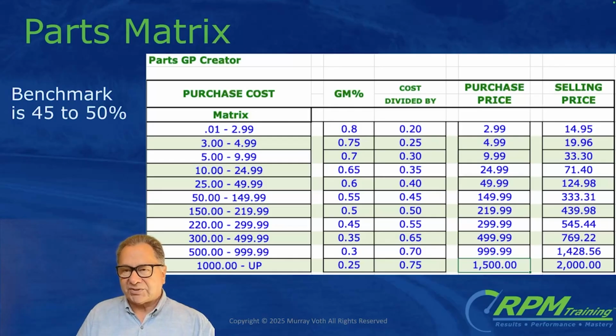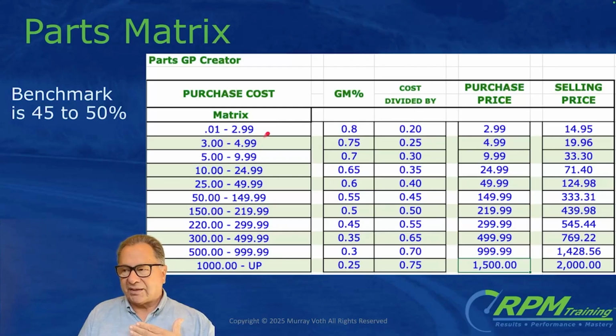Now, this matrix that is shown here is based on several principles. One is that we want to achieve a gross profit margin, and there's a mathematical principle that you divide your cost by the opposite of the margin that you want to achieve. The other principle is that we make a lot more gross profit percentage on small items and then less as the items get larger in expense.